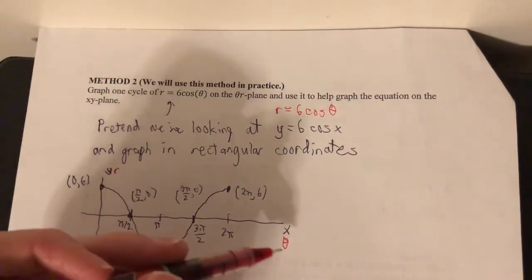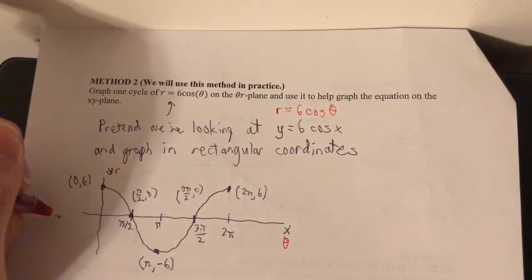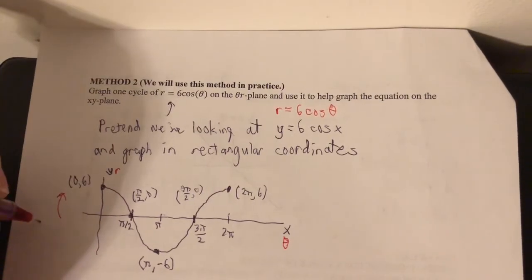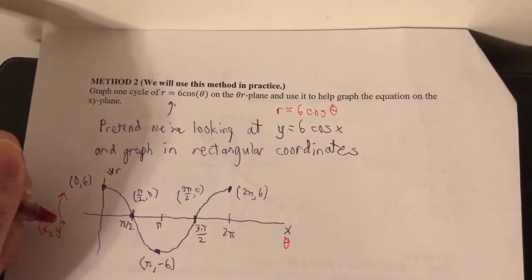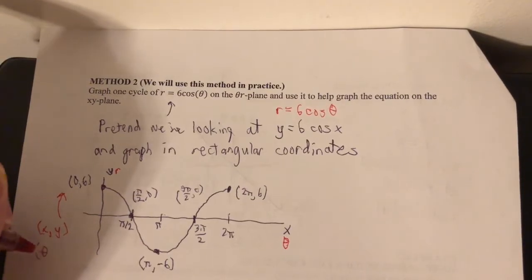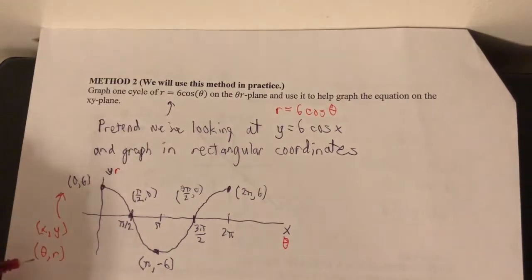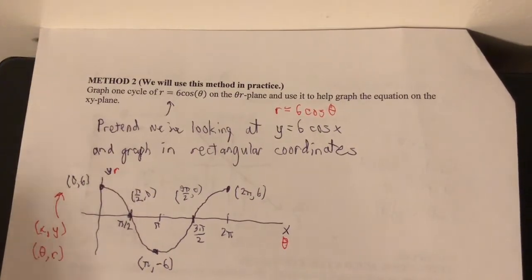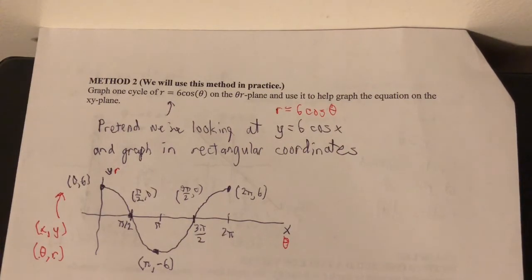And if I think of this as the theta r plane, you'll notice that these points in rectangular coordinates have coordinates theta comma r. Okay.